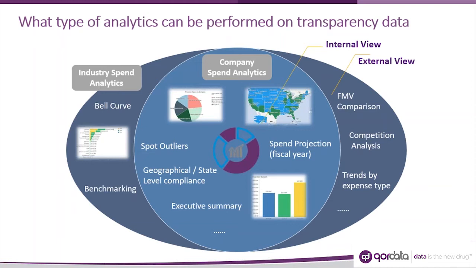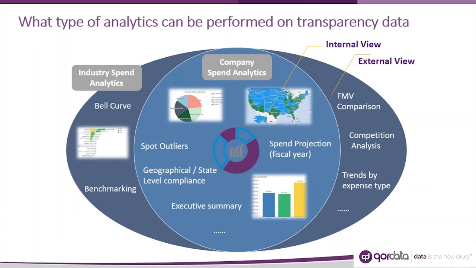One is an executive summary. This type of summary is helpful in sharing the internal spend with stakeholders around the organization. Another topic would be geographical, state level compliance. So in this instance, get a geographic view and then look at the spend from that perspective, and also apply the state regulatory requirements and look at spend from the state regulatory standpoint. Important topic that comes up with many manufacturers is spotting outliers and looking for anomalies or exceptions, and then also projections versus actual.